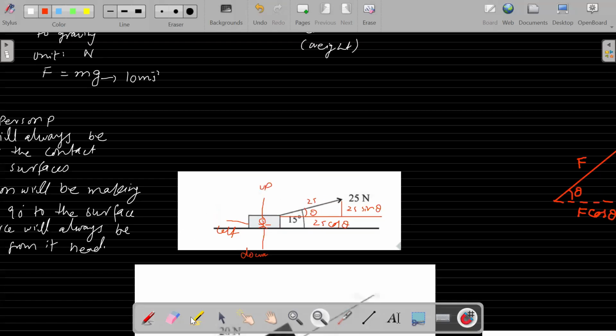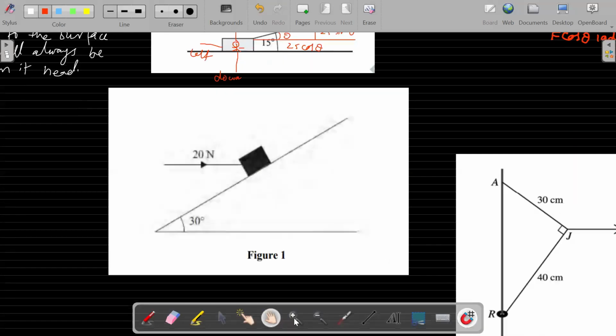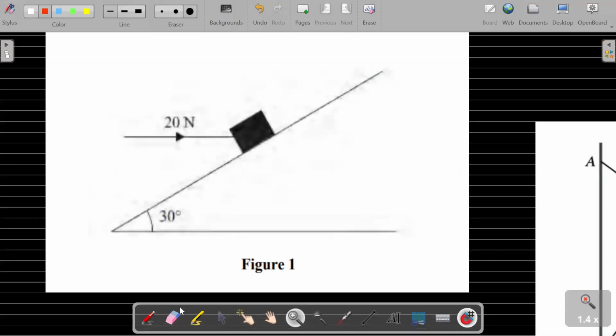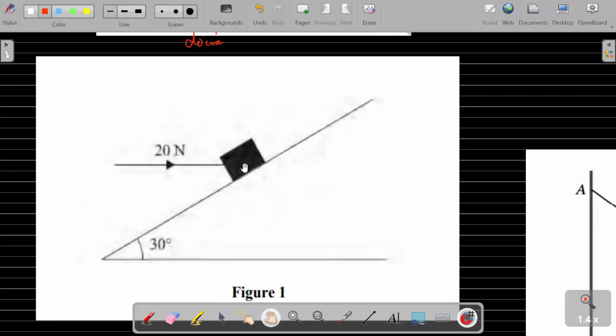Now let's move to the next type of question. In this type of question, whenever we are going to have an inclined plane, again we are going to make some rules. Because on an inclined plane, our perspective will be different.